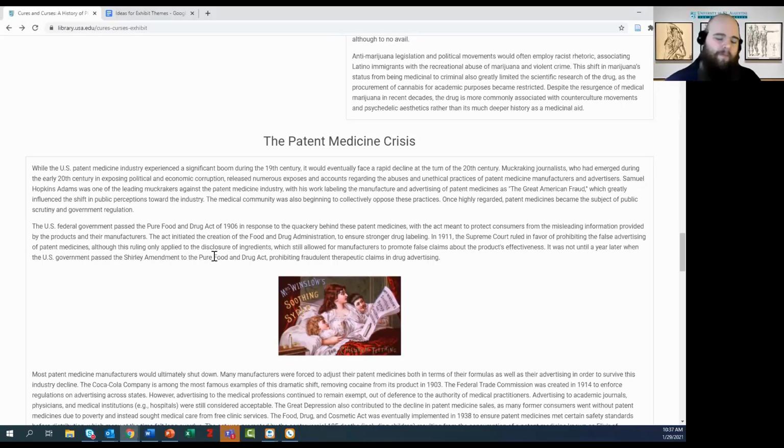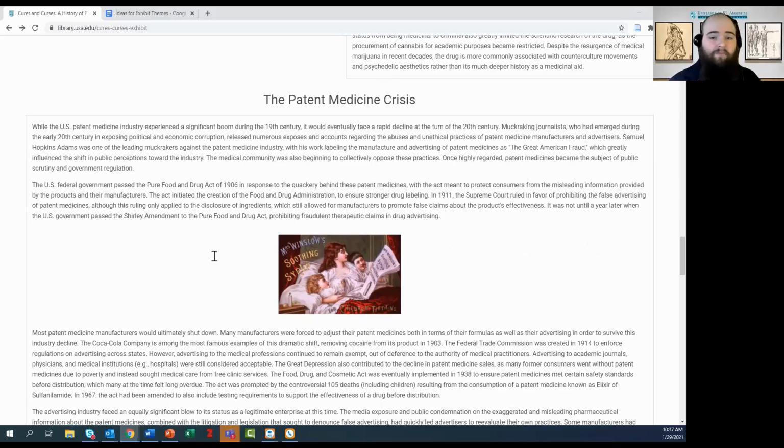And then eventually the patent medicine crisis, which was the thing that led to the development of the Food and Drug Administration, as well as several acts of legislation that would provide tighter controls over the drugs we've listed here. And in particular, how that's affected us contemporarily in terms of how those drugs are now used.